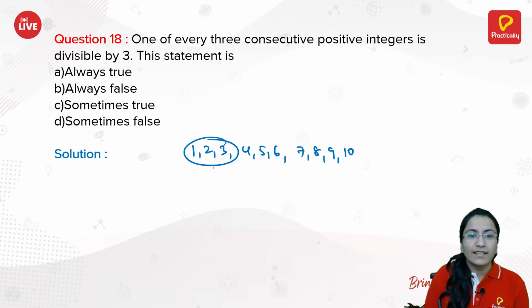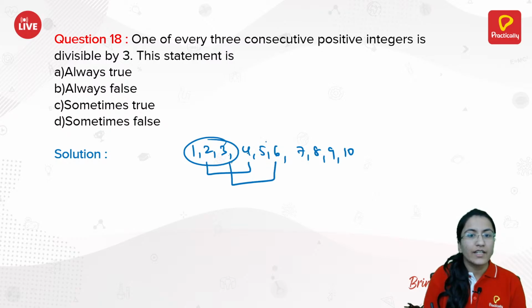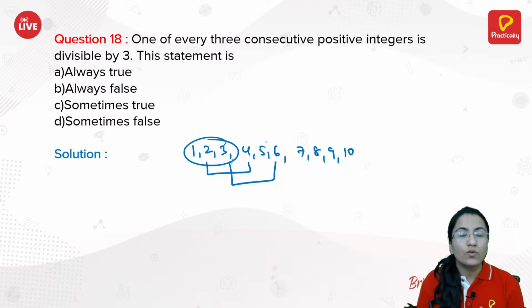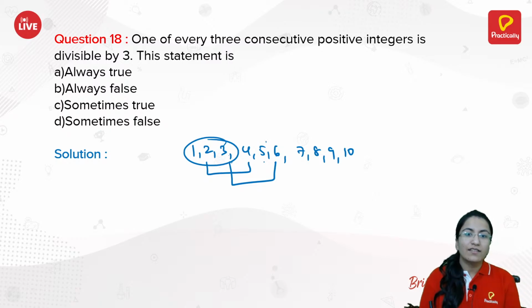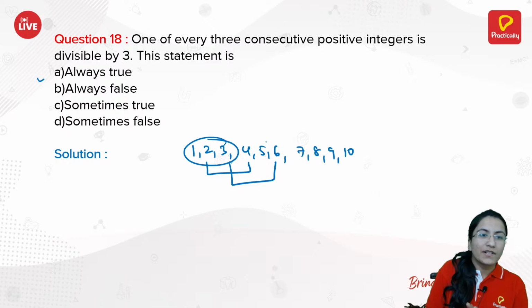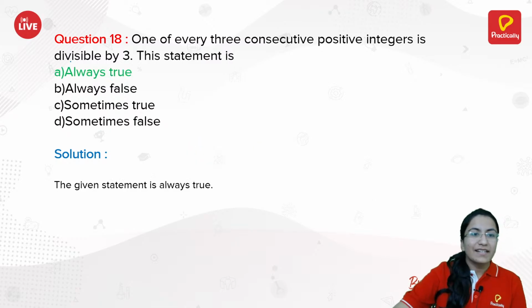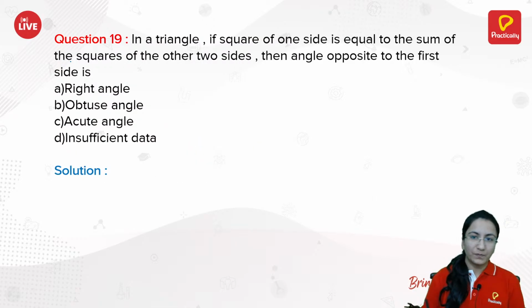If you pick these three numbers, or these three, or just these three, 3 to 5, you will get at least one number which is divisible by 3, right? So in the first case you have 3 which is divisible by 3. Next case you have 6 as divisible by 3. So definitely, if you just skip two numbers, the third number would be divisible by 3. So always true is the correct option. Next question here for you is this one.